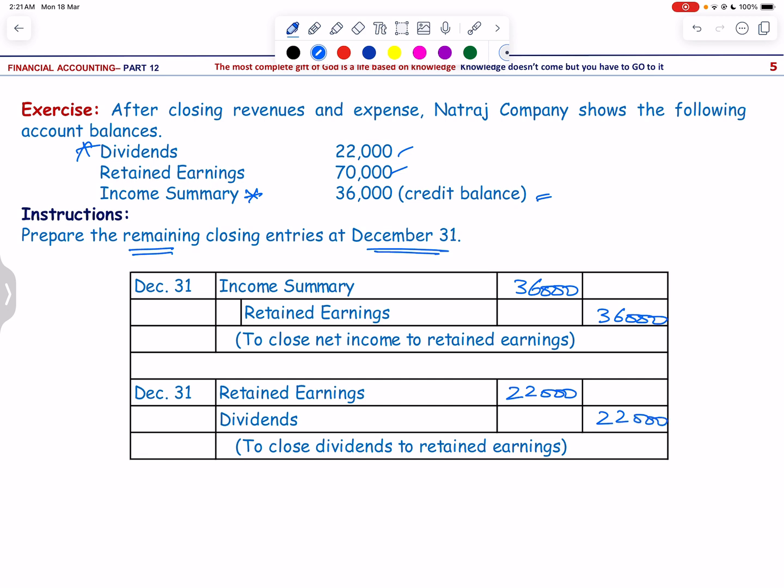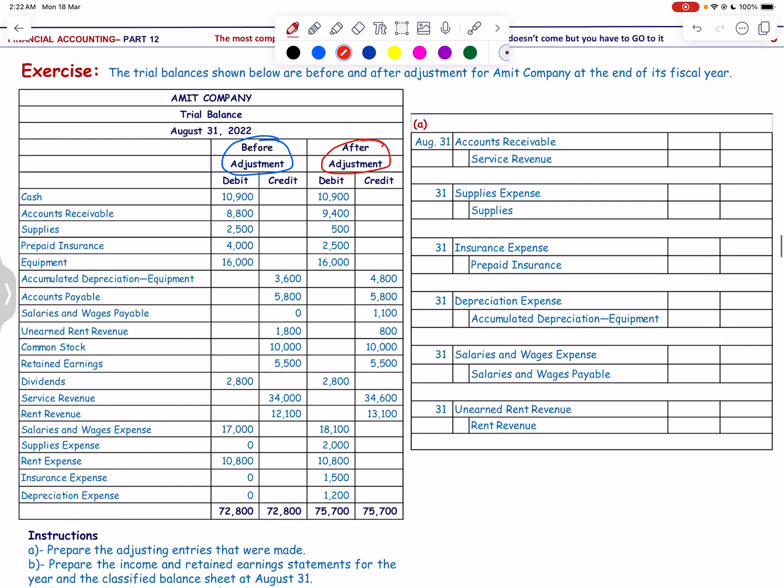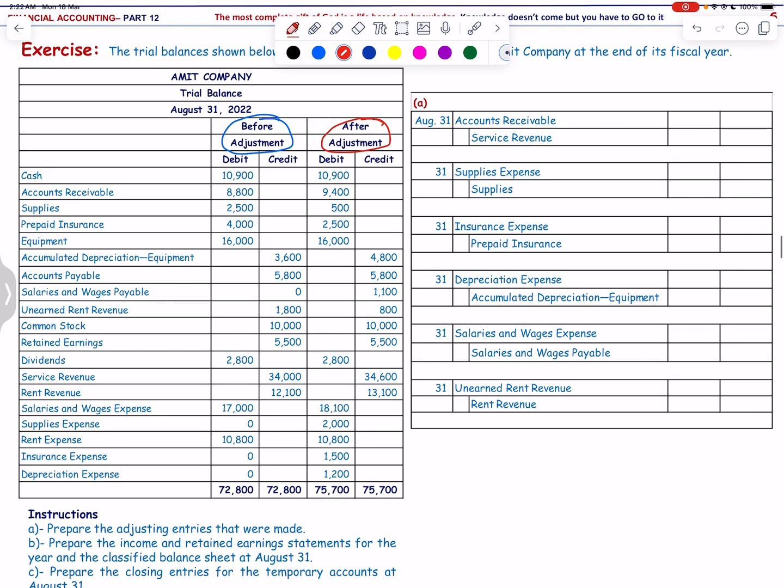The trial balances shown below are before and after adjustments. This is the information before the adjustment, and this is the information after the adjustment for Amit company at the end of its fiscal year. And these are the instructions. We have to prepare the adjusting entries that were made. Let us first of all look into the adjusting entries, and let us see where we have.